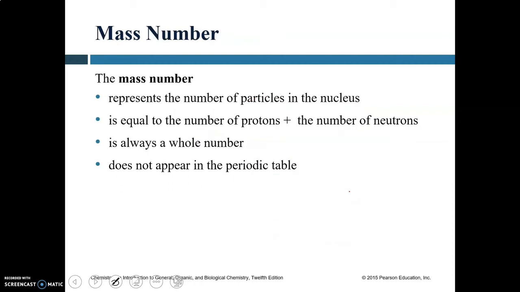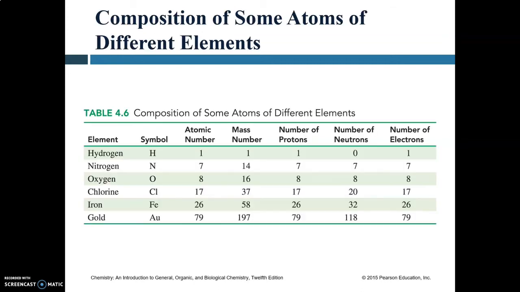Another number that characterizes different types of elements is the so-called mass number. Mass number represents the number of particles altogether, protons and neutrons, in the nucleus. It's a whole number, and usually it's not written in the periodic table. So let's take a look at these 6 elements. Hydrogen has an atomic number of 1 and a mass number of 1, which means its nucleus contains only 1 proton and it has 1 electron.